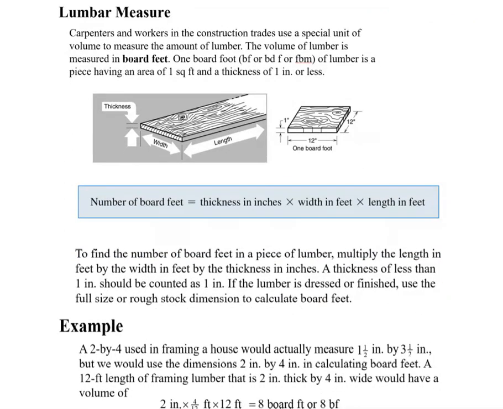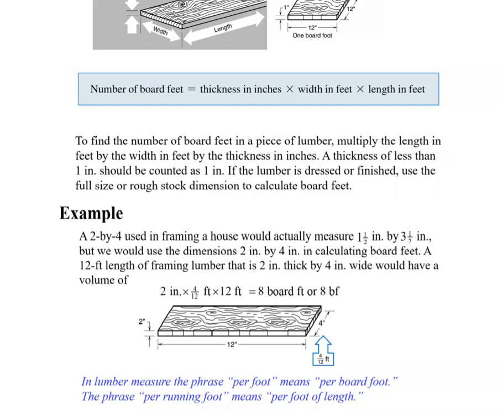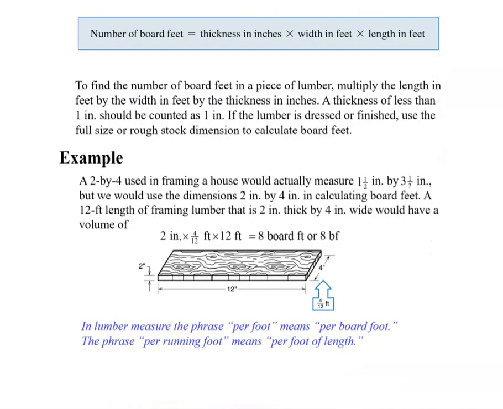So the number of board feet is equal to the thickness in inches times the width in feet times the length in feet. To find the number of board feet in a piece of lumber, multiply the length in feet by the width in feet by the thickness in inches. A thickness of less than 1 inch should be counted as 1 inch. If the lumber is dressed or finished, use the full size of rough stock dimension to calculate the board feet.